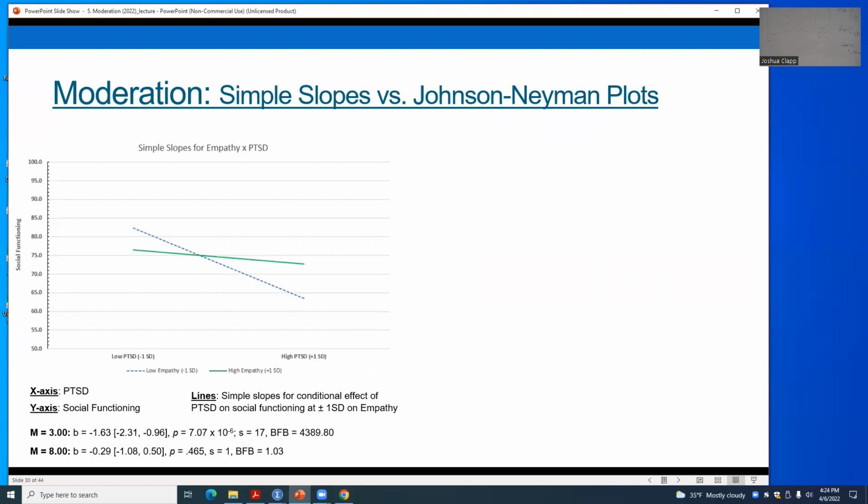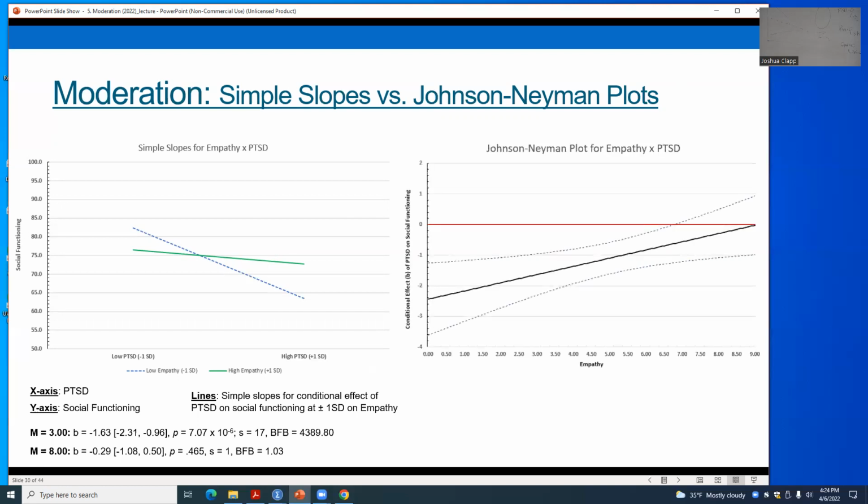So at a standard deviation below, that's about an empathy of... we've got very strong evidence here, right? Here, a standard deviation above, standard deviation above empathy corresponds to a value of 8. Here, we don't have evidence for an effect. What we can do is we can plot this out as a Johnson-Neyman plot, right?